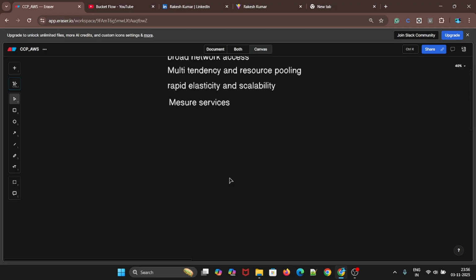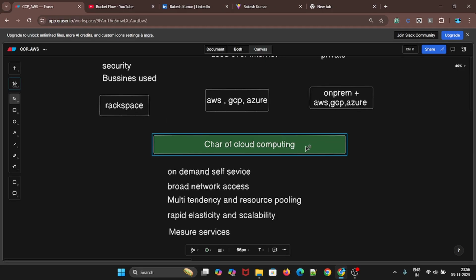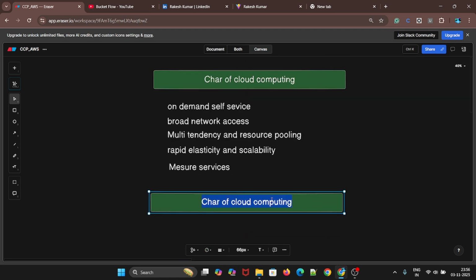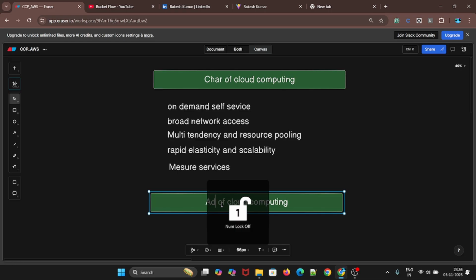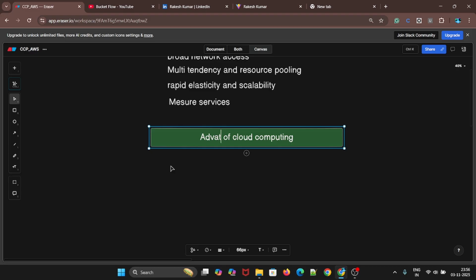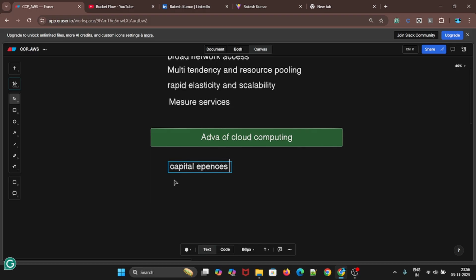Now we'll see a little bit about the advantages of cloud computing. The most basic advantage of using cloud computing is capital expenditure versus operational expenses.